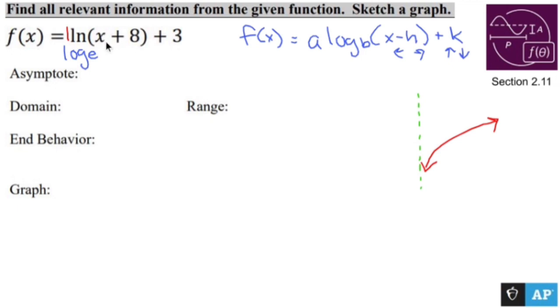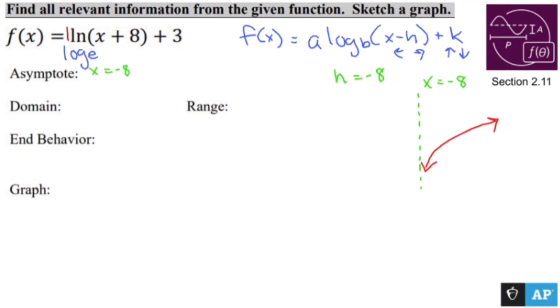Why? Because you're not allowed to take the ln or a log of a negative number or of 0. So if I were to plug in negative 8, I would have ln of 0. That's not allowed. Anything bigger than negative 8 is okay. It just so happens that h is negative 8 in this case. My vertical asymptote is found at the equation x equals negative 8. Anything smaller than negative 8, not allowed to plug in. Anything bigger than negative 8, I'm gold.